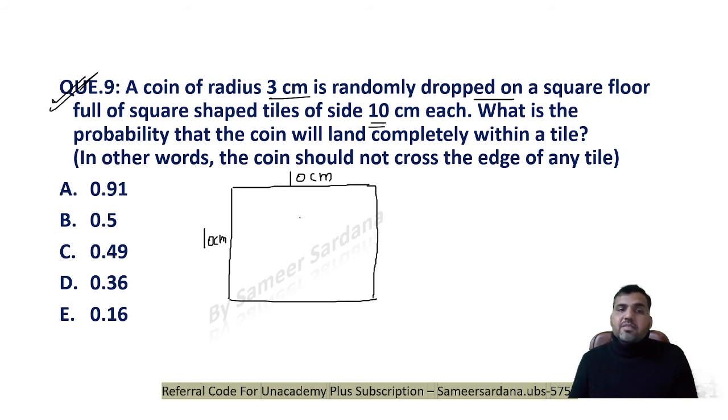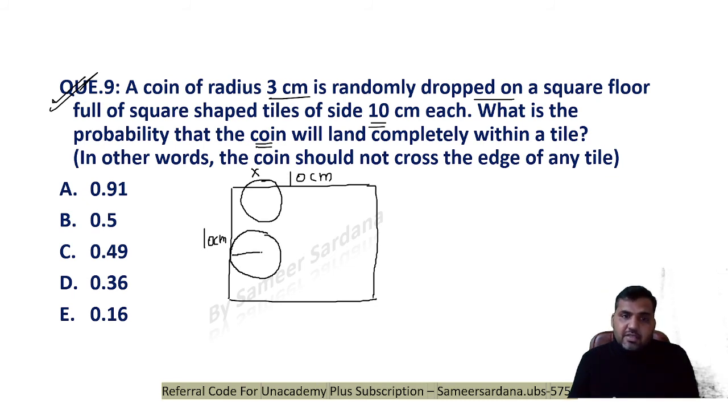Now a coin is dropped and I want to find out the probability that the coin will be completely within the tile. That means I do not want coins to be dropped on the edge. I don't want this case. What I want is the coin to completely fall inside the tile, right? The complete coin should be inside the tile. So see that the maximum case that I can take is that this is how a coin can be dropped.